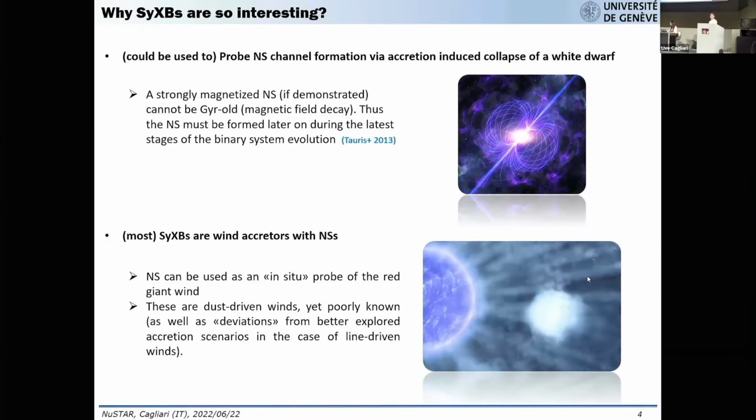And the second point is about stellar wind. Especially in the last decade, it was recognized that wind-fed systems with neutron stars are particularly interesting not only as laboratories of accretion physics, but also as laboratories of stellar winds. The idea is that you have the neutron star moving around the companion, so you actually have an in situ probe of the stellar wind. So you can use the X-ray observation to study the structures and the evolution of the stellar wind.